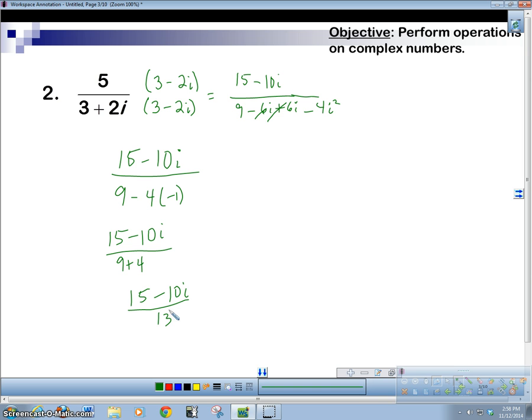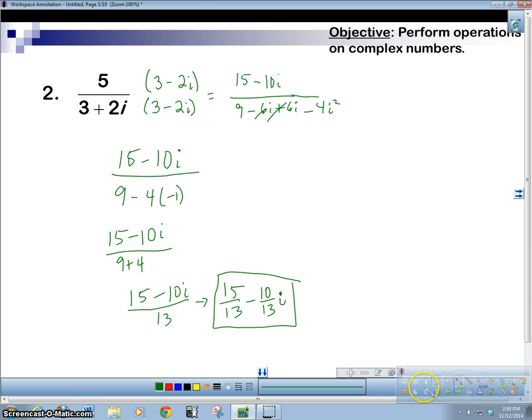So remember, though, that we want this to be in complex form. And in complex form, we have a real and an imaginary part. So I'm going to split this guy up into 15 over 13 minus 10 over 13i. All right, so that's our simplified version. Again, all we're doing is multiplying by a complex conjugate. We got the same thing with the opposite sign, the top and the bottom, all right?